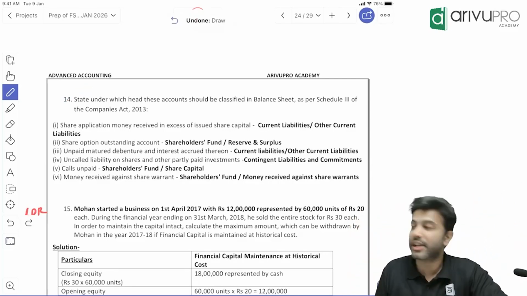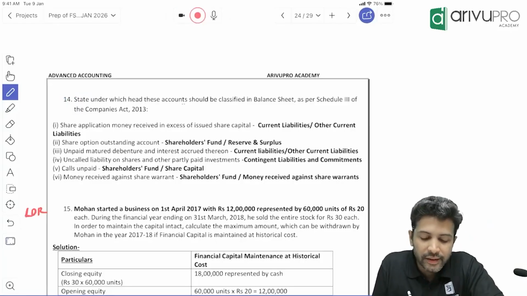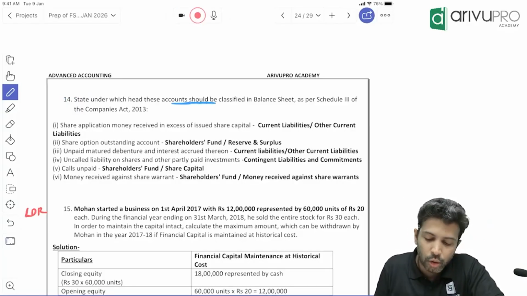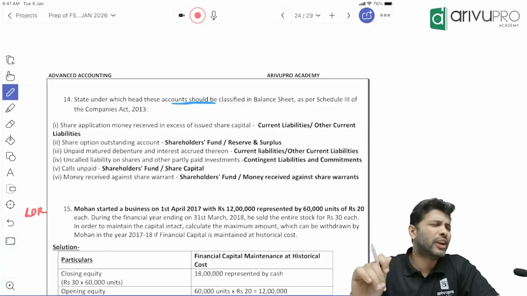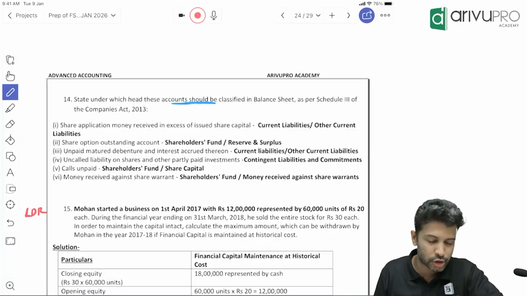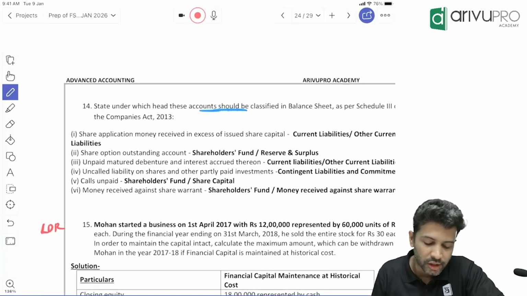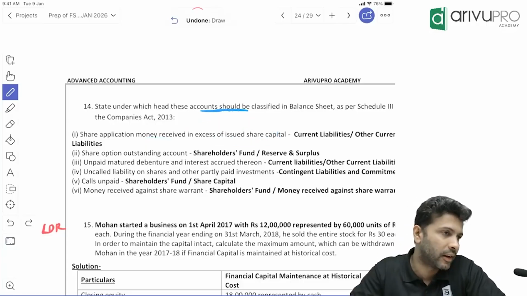Question number 14. Come to question number 14. State under which head these accounts should be classified in the balance sheet. You need to tell under which category these components will come. First one: share application money received in excess of issued share capital.